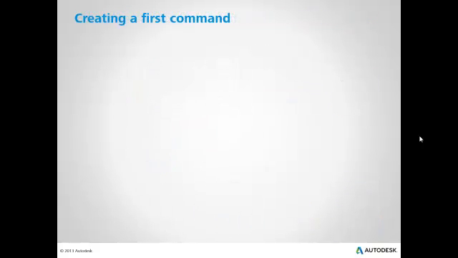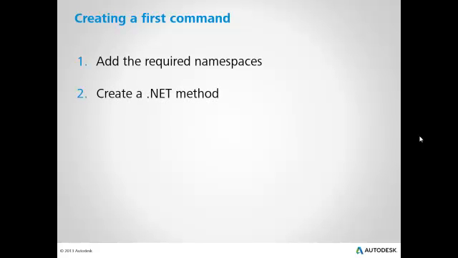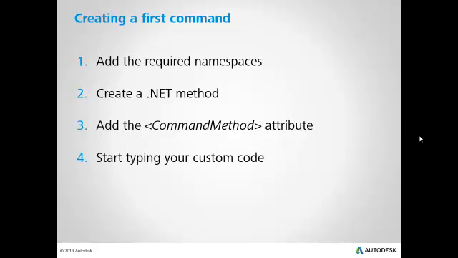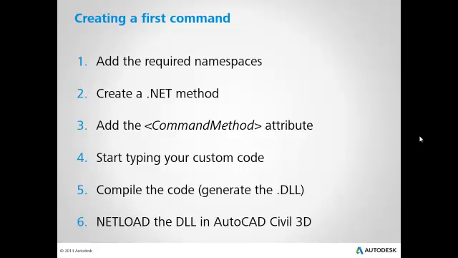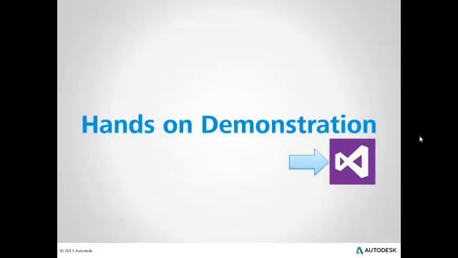So how can we create our first command on Civil 3D with APIs? We add the required namespaces, create a method, add the command method attribute, and start typing our custom code. Finally, we can compile that and NETLOAD it in Civil 3D. Let's see that working with a hands-on demonstration.